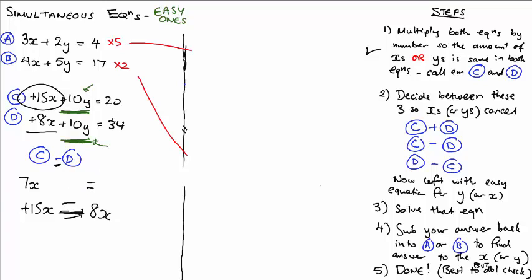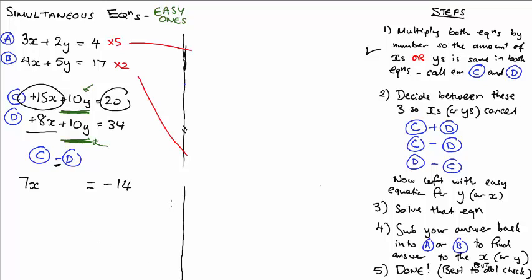And now, always make sure you get the order right. We're doing C minus D. So the number in the C here is 20 minus 34. So that's going to give us minus 14. Right, happy with that? So that's it.